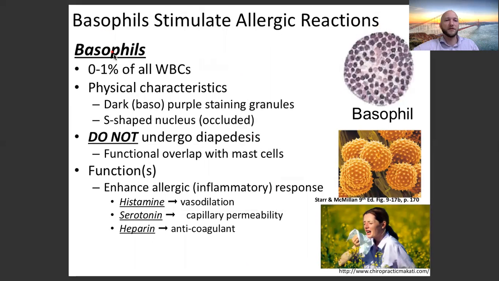Basophils stimulate allergic reactions. They're a very small percentage of our white blood cells. They have dark purple staining granules. They have S-shaped nuclei, and they do not undergo diapedesis.